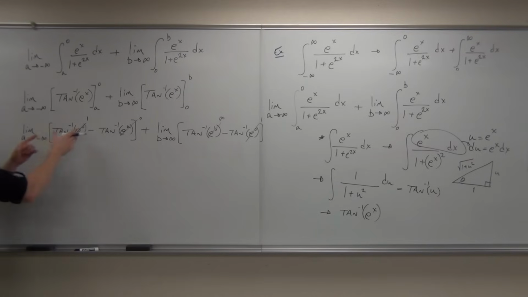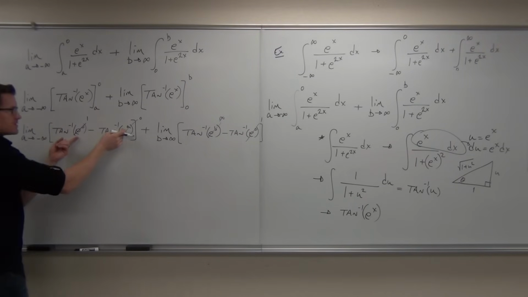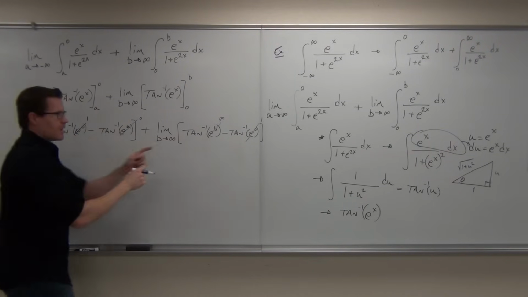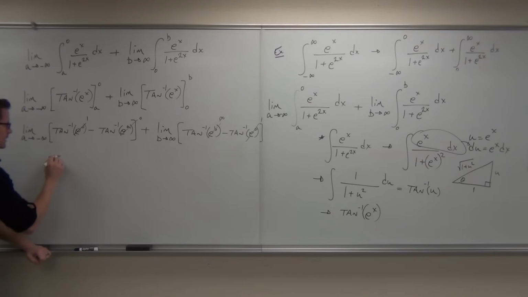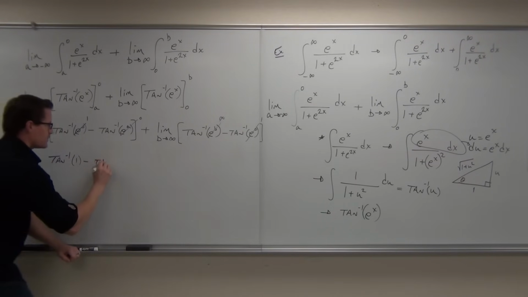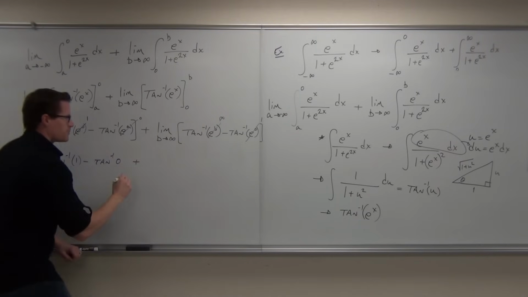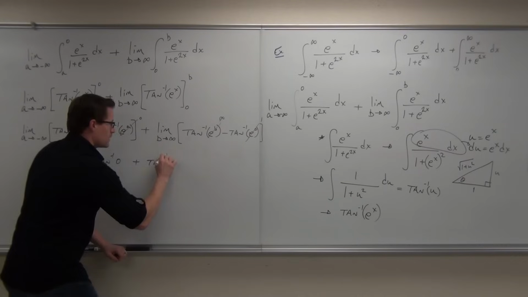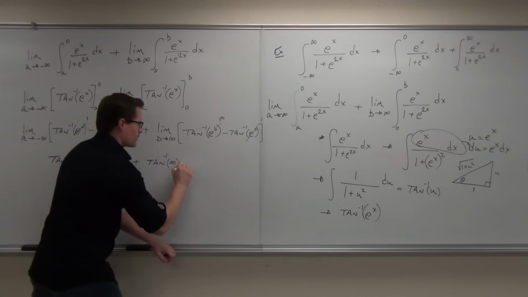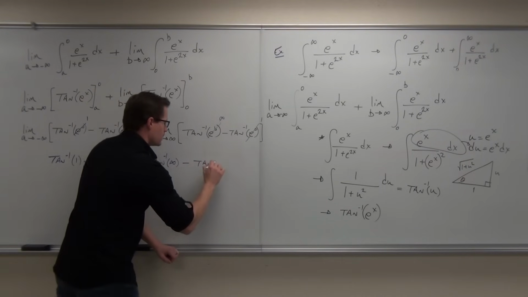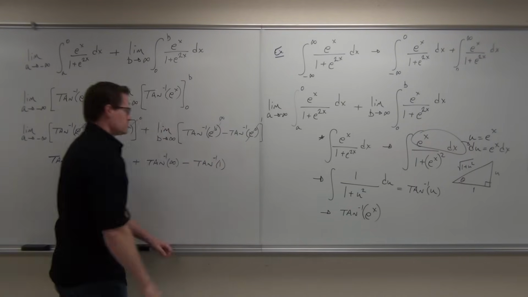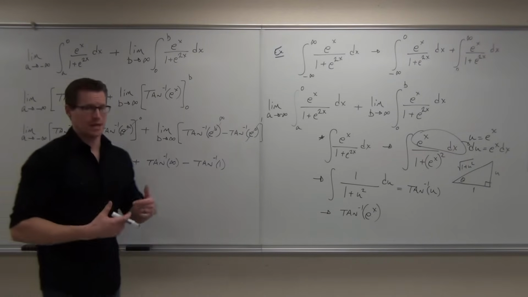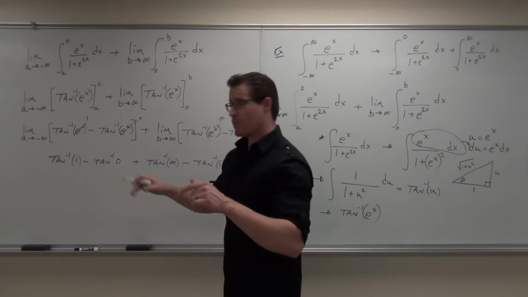So now that I let these go to their appropriate places, I stopped writing the limit. This was evaluating the limit, saying, hey, look at that, e to the a as a goes to negative infinity is 0, and this one's going to be infinity. So we have tan inverse of 1 minus tan inverse of 0 plus tan inverse of infinity. That looks a little weird to write, but we'll write it, minus tan inverse of 1. Now, we've got to be good at tan inverse. Let's see what happens. We're almost done with this thing.